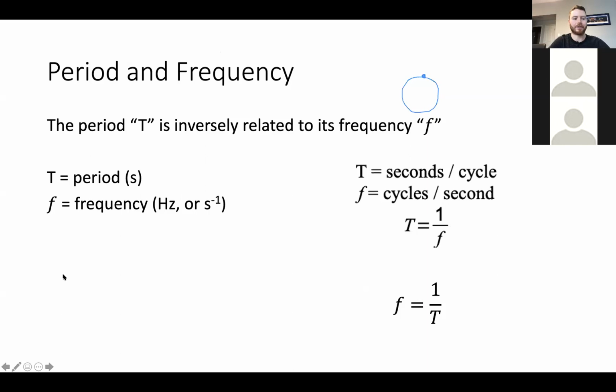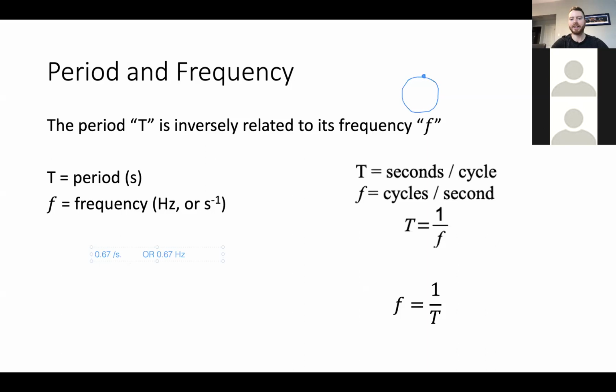Okay, period and frequency. So the period T is inversely related to its frequency F. So time is period in seconds, and F is going to be our frequency. This is measured in hertz is the unit, or per second. That's what that means. Seconds minus 1 just means that it's in the denominator. So I'll show you what I mean there. So the frequency of something could be like 0.67 per second, or 0.67 hertz. So that's just saying that it is going to rotate this much of a period per second. So 0.67 per second, or 0.67 hertz.